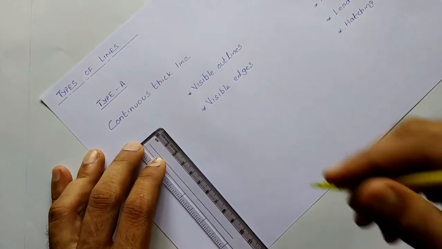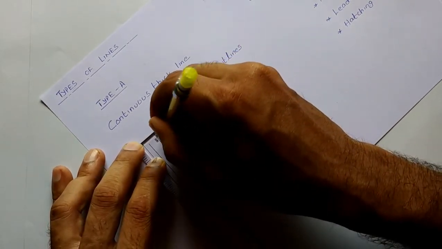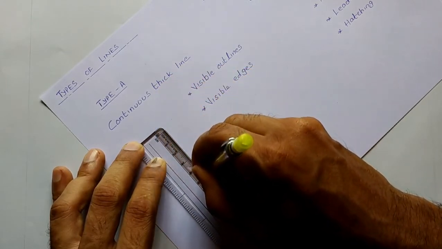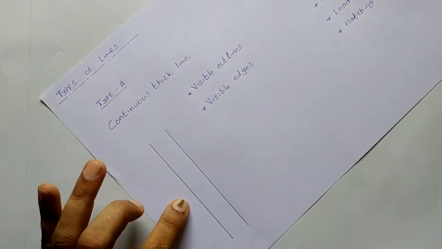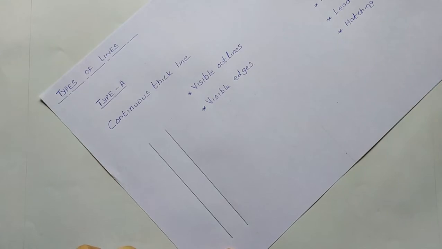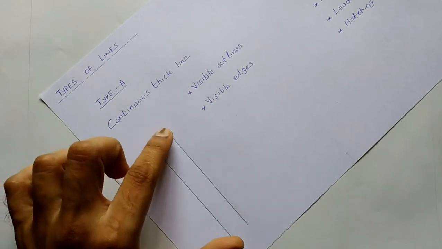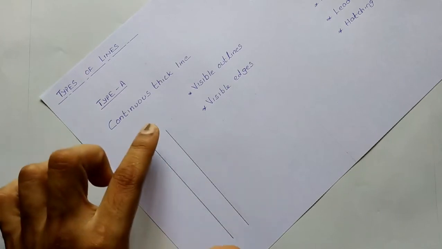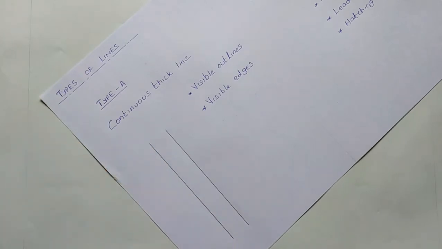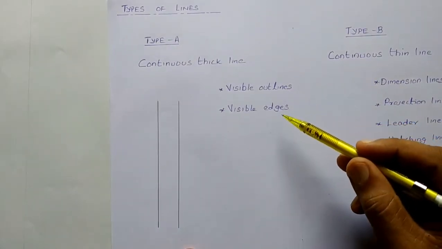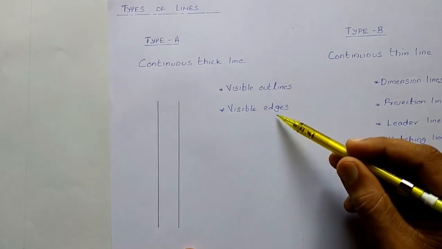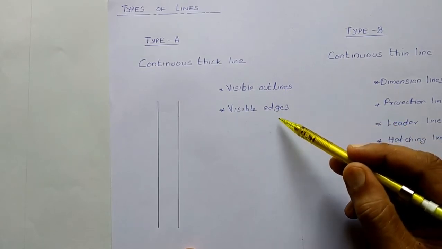We shall draw this line once again, a 10 centimeter line. You apply sufficient pressure on the pencil so that the line is sufficiently dark and thick. So this is a continuous thick line. The thickness of the line must be uniform throughout, and the darkness of the line also must be uniform throughout. Here you can see another line. These types of lines are used for drawing visible outlines and visible edges. We shall see later what we mean by a visible outline and a visible edge.